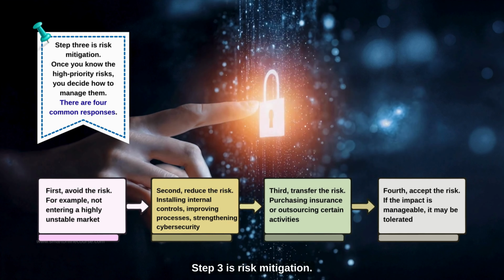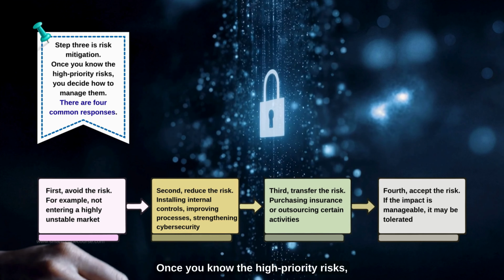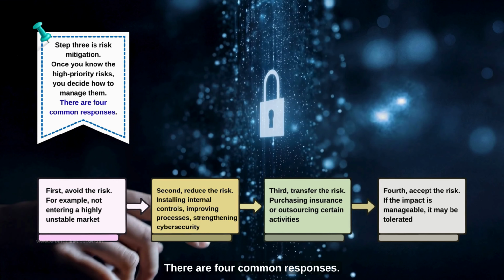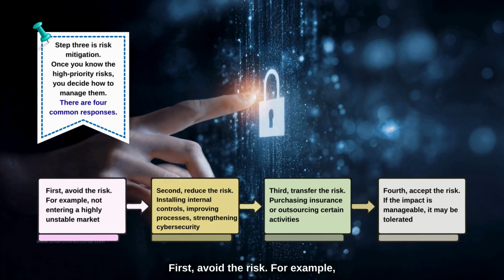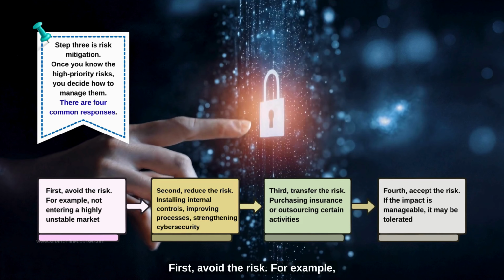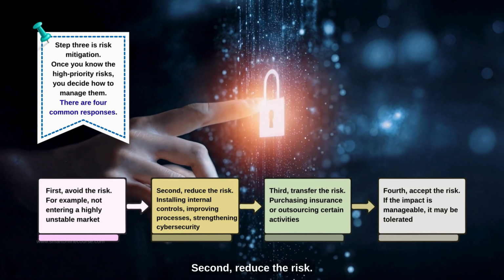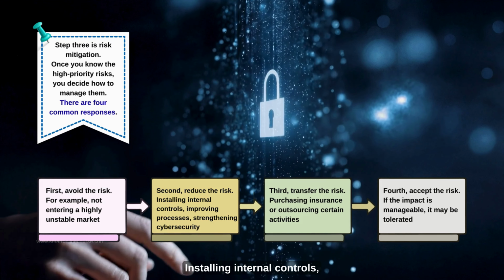Step 3 is risk mitigation. Once you know the high-priority risks, you decide how to manage them. There are 4 common responses. First, avoid the risk. For example, not entering a highly unstable market. Second, reduce the risk. Installing internal controls, improving processes, strengthening cybersecurity.